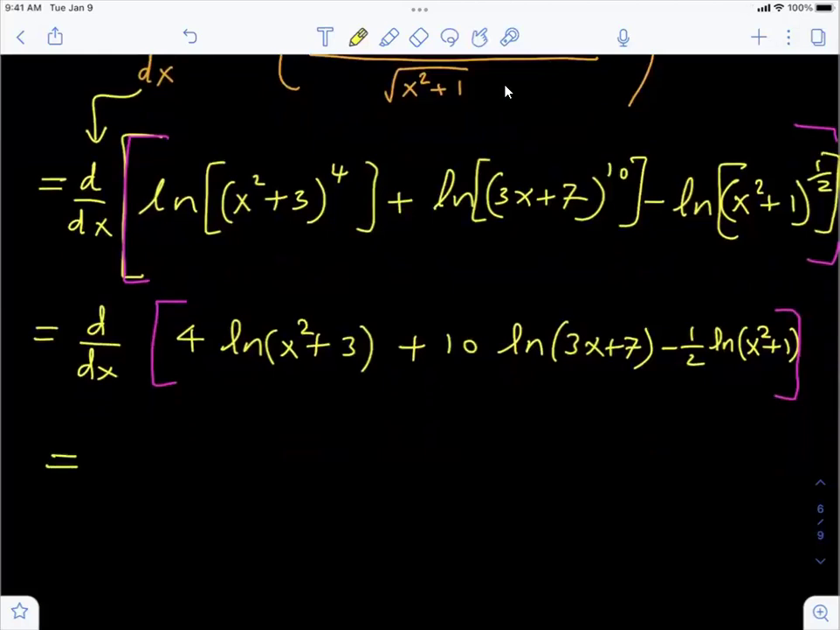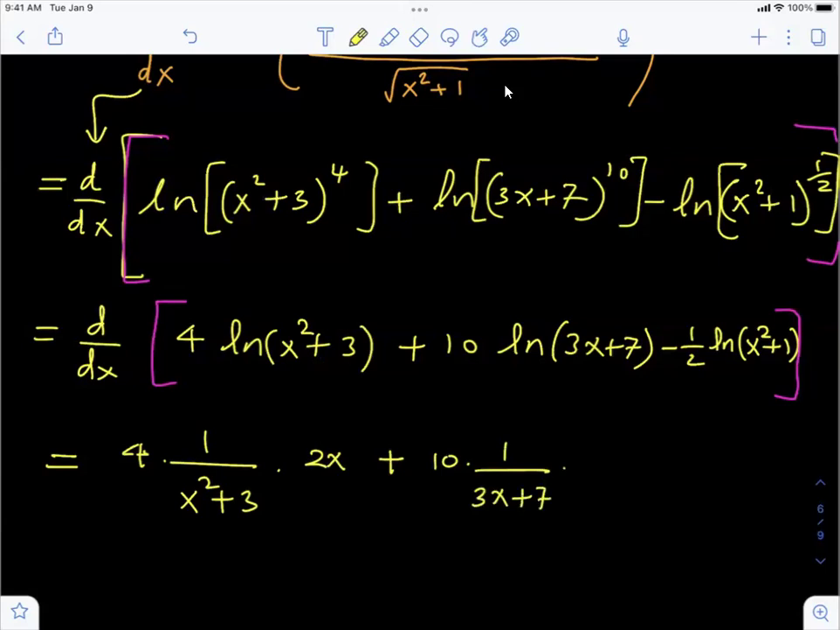Look at this. The derivative is going to be 4 times the derivative of this component. It is a chain rule. So 1 over x squared plus 3 times 2x. 2x is none other than the derivative of the inner function. Plus 10 is the constant multiple. Take the derivative of the second component. That will result in ln of 3x plus 7 times 1 over 3x plus 7, because the derivative of ln is 1 over x, and then the derivative of the inner function is 3.